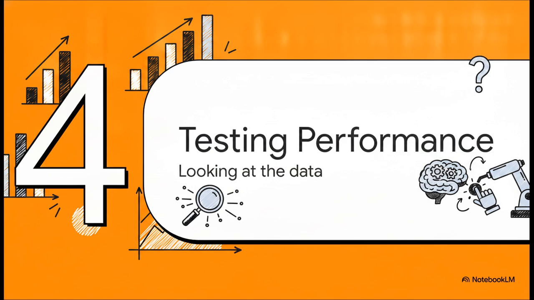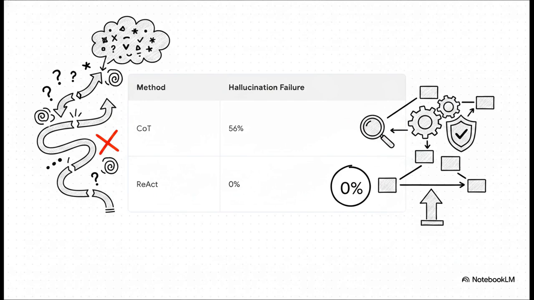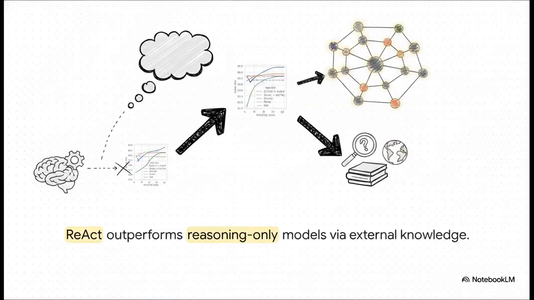Moving on to Section 4, testing the performance. Because it sounds amazing in theory, but does this actually work better than standard prompting when we look at the hard data? Well, check this out. When the researchers manually analyzed the failure modes, the contrast was honestly staggering. When standard chain of thought prompting fails, a massive 56% of the time, it's simply because the AI hallucinated facts. It just totally made things up. But with ReAct, that hallucination failure rate drops to an astonishing 0%. Literally zero. ReAct completely eliminates hallucinated facts as a failure mode simply because it actively verifies information externally before making any kind of claim.